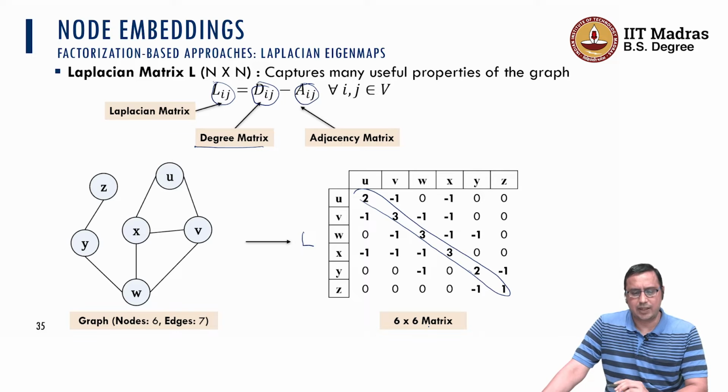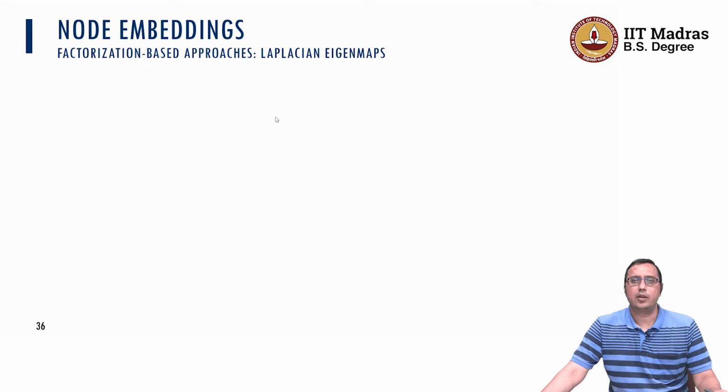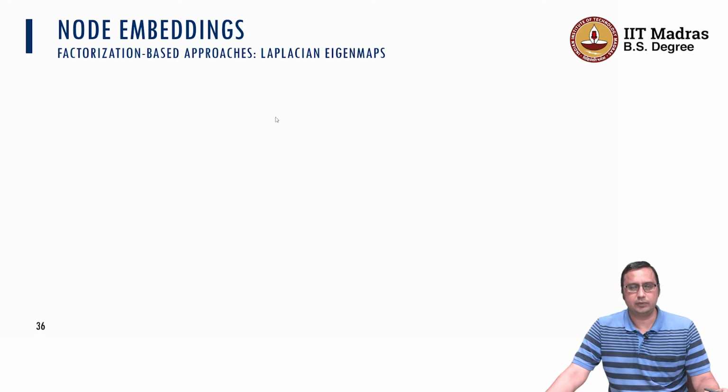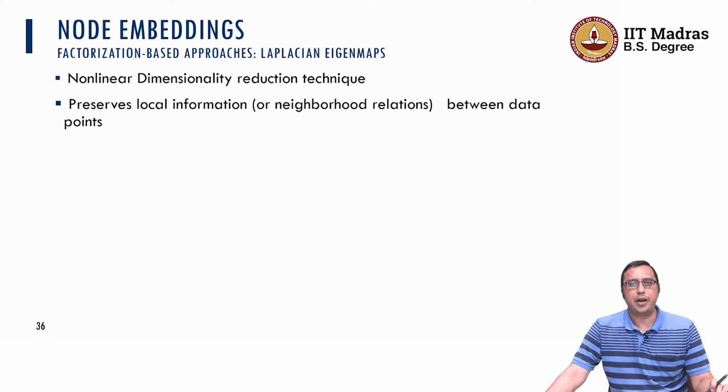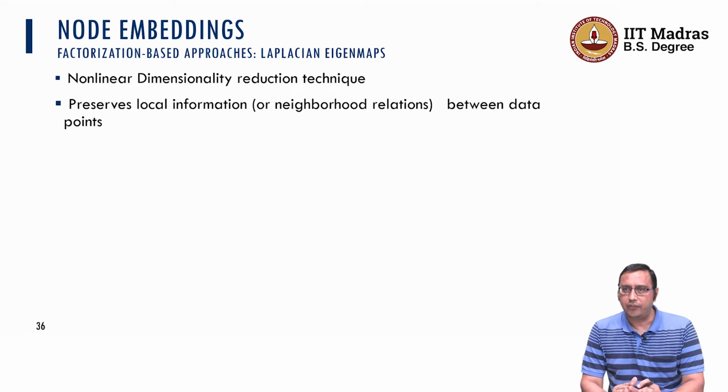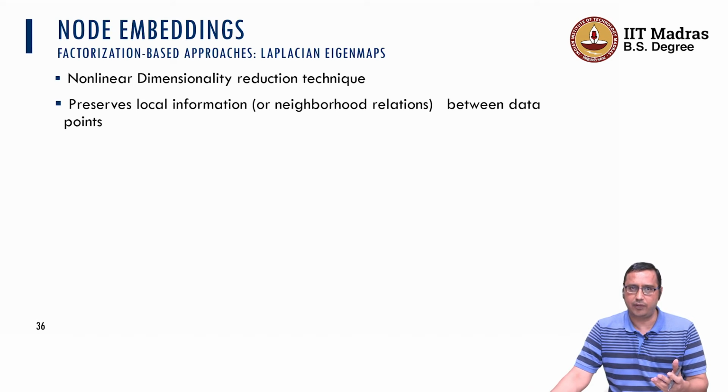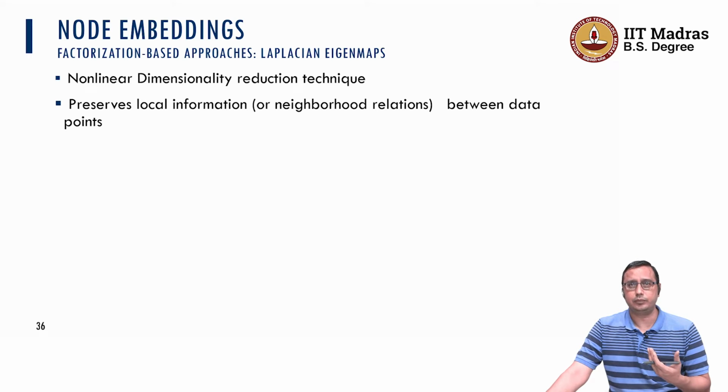Now we have studied the Laplacian matrix. Let's look at what Laplacian eigenmaps are. Laplacian eigenmaps are a nonlinear dimensionality reduction technique which tries to preserve local information on neighborhood relations between data points. So if I have a set of data points, the whole idea of using Laplacian eigenmaps is to preserve local information between data points and get the embedding.